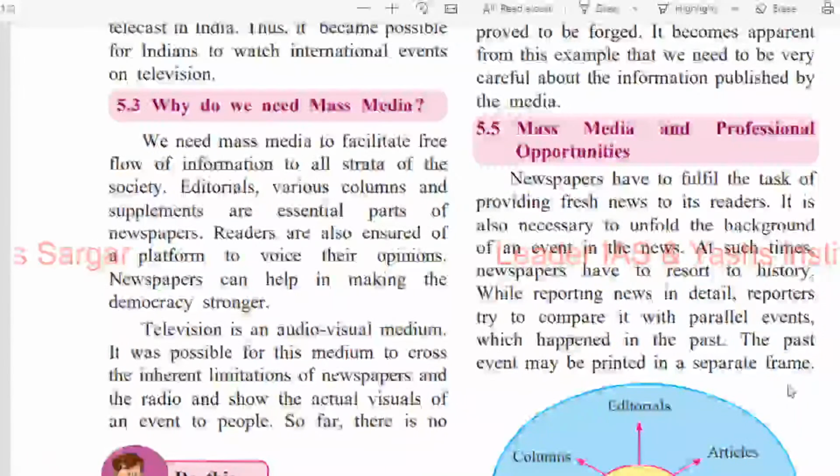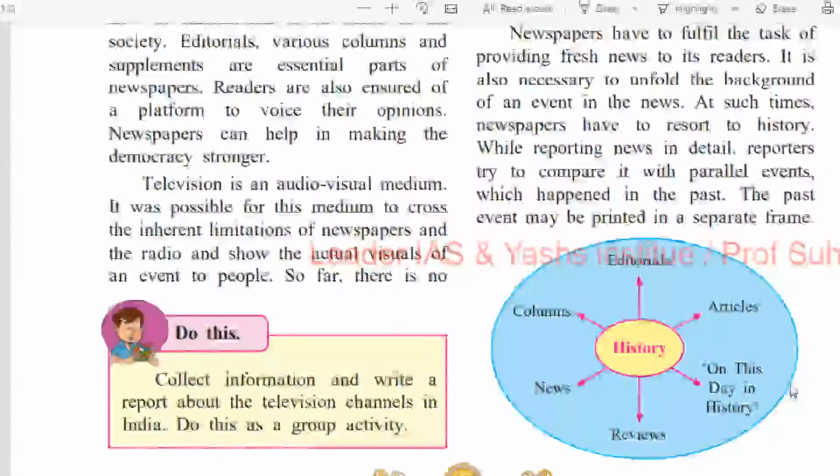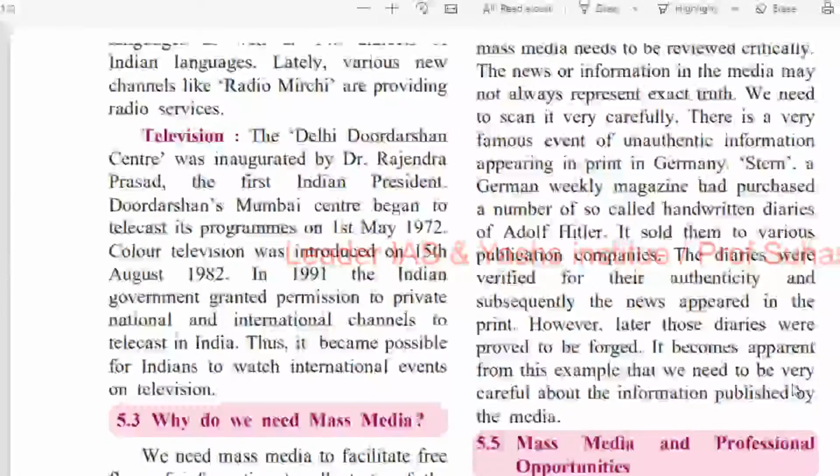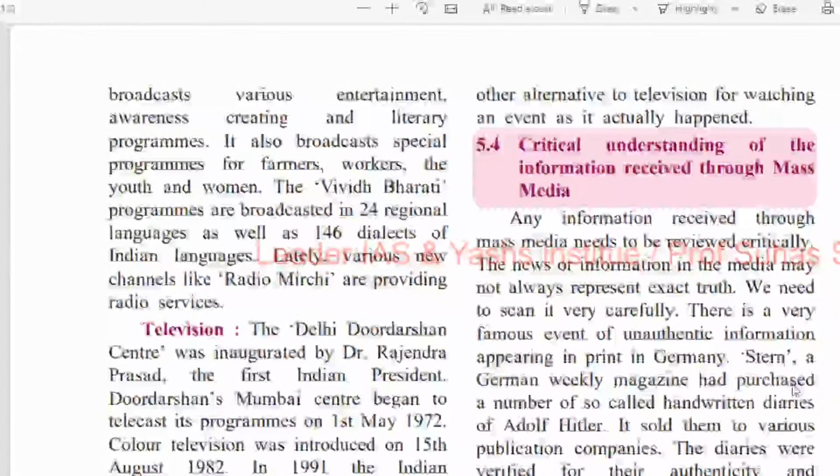Television is an audio-visual medium. It was possible for this medium to cross an inherent limitation of newspapers and radio and show the actual visuals of an event to the people. So far, there is no other alternative to television for watching an event as it actually happened.